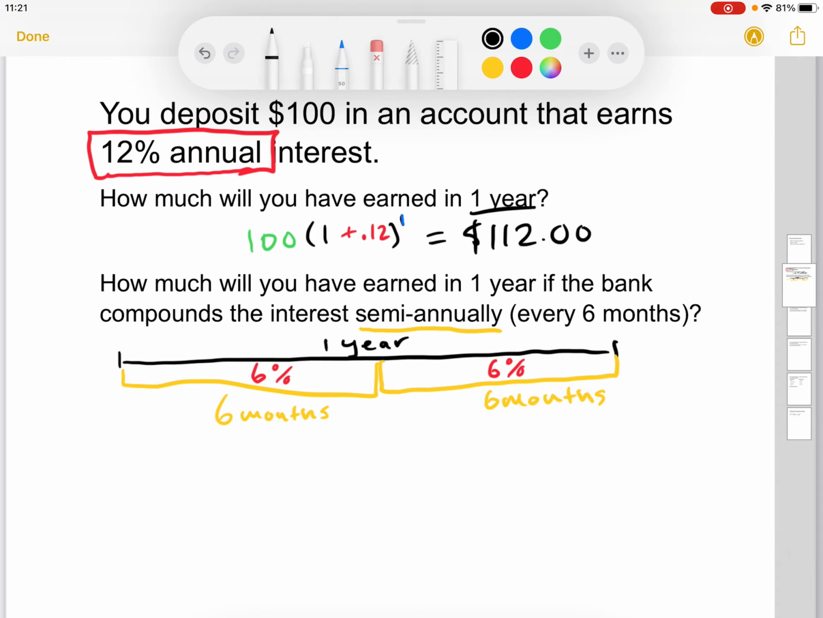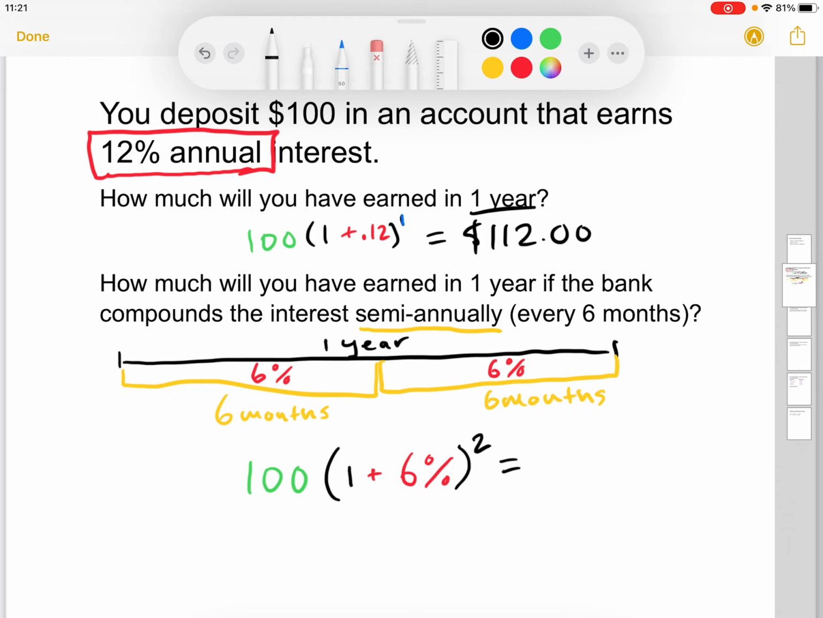Let's actually look at what happens here, though. So we still have our same $100 to start with, and then we are going to do 1 plus, in this case, 6%. But what's happening here is this is not being applied once, but instead being applied twice. It's being raised to the 2, because there are 2 6-month periods. So you earn that 6% not once, but twice in 1 year.